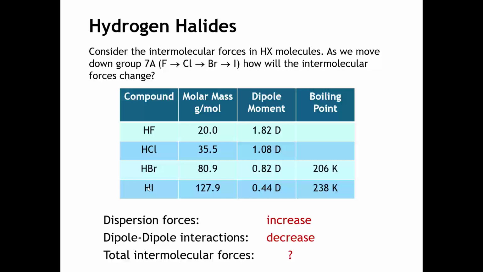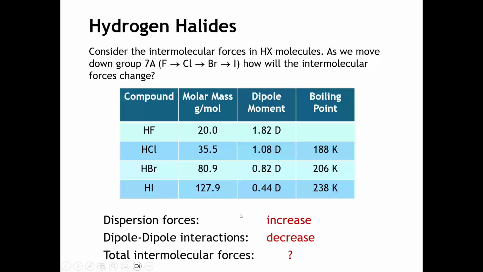If we look at HBr, it actually has a lower boiling point. So that's telling us that the intermolecular forces are weaker in HBr. And if we look at HCl, they get weaker still. So the trend up to this point is predicting that the dispersion forces are more important than the dipole-dipole interactions, because going down, we're seeing the boiling point go up, which is what would have been predicted from dispersion forces.